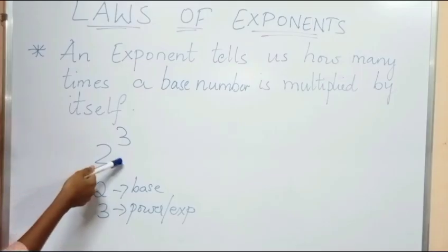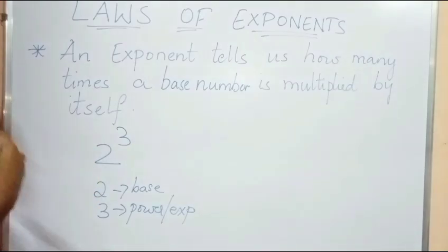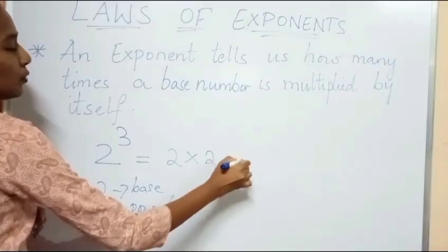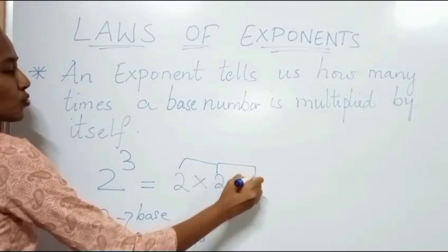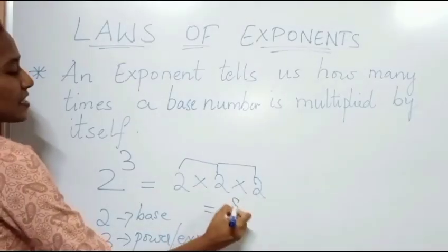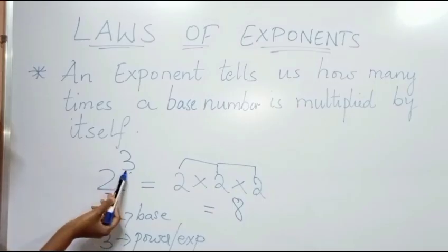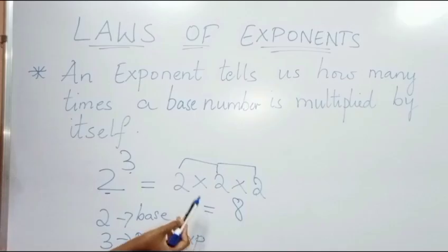So, here 2 is raised to the power of 3. That means the number 2 has to be multiplied 3 times. We write it as 2 into 2 into 2. The answer you get is 2 2s are 4, 4 2s are 8. So, the answer is 8. Here the exponent is 3 and the base is 2, so the exponent tells that it should be multiplied 3 times.